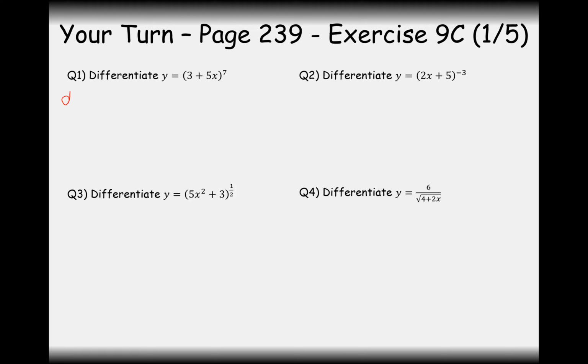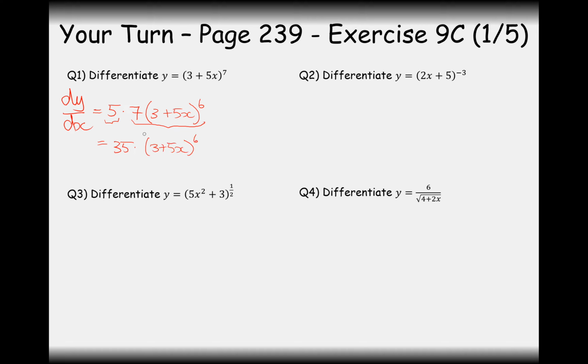Okay, let's have a go at the first couple of questions here then. So dy by dx is equal to, differentiate inside first. The inside will differentiate to 5. Differentiate outside second, that's going to be 7 times (3 plus 5x) to the power of 6. So effectively this part here is the outside differentiation, the 5 is the inside differentiation. Multiply the 2 together and we're going to get 35(3 plus 5x) to the power of 6.